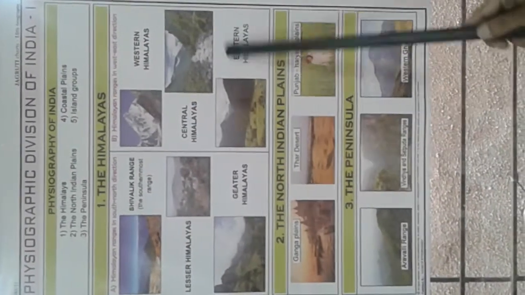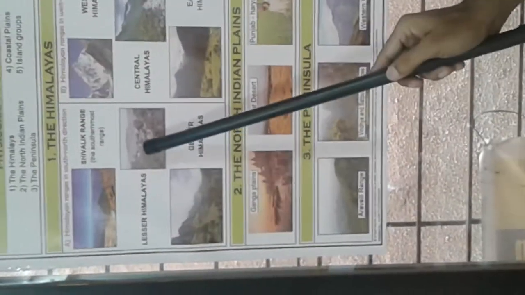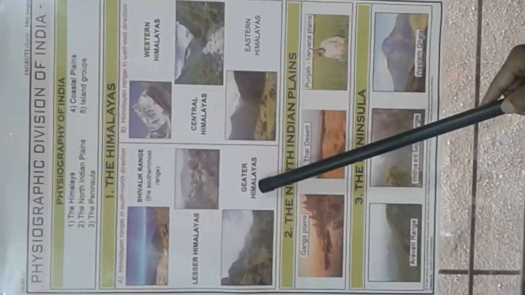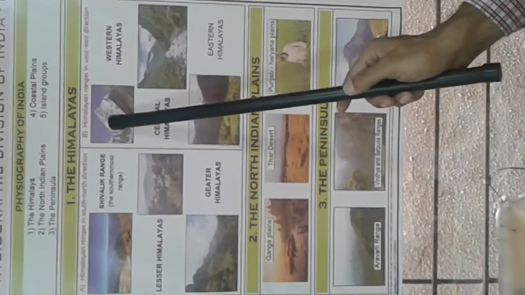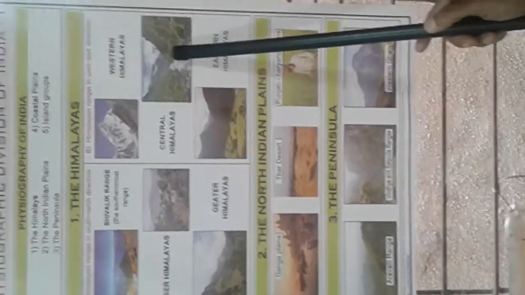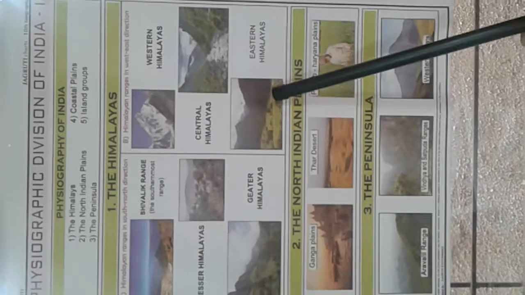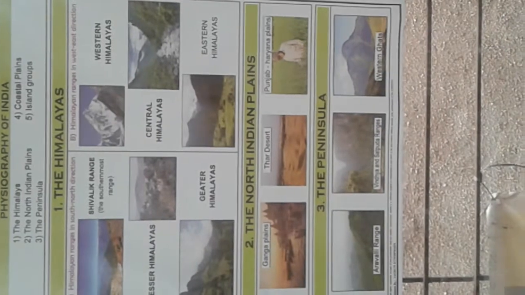So that is all about the Himalayas. You see, the characteristics are a bit different. The Shivalik range is different from the Lesser Himalayas. Here you find more peaks in the Greater Himalayas. The Western Himalayas in Kashmir, the mountain ranges are like this. When you come towards the central part, near Nepal, the ranges are of this type. And when you move towards Assam and Arunachal Pradesh, the characteristic looks somewhat like this. So these are the Eastern Himalayas.